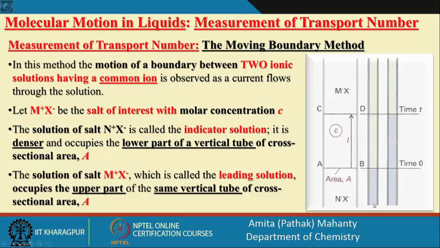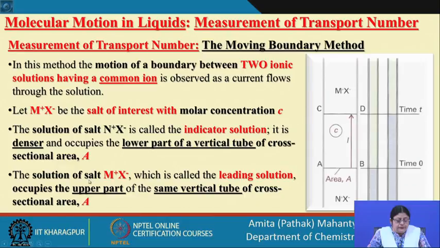So, the lower portion of the vertical tube with cross section area A will contain the NX, which is the indicator solution, and the indicator solution will have a higher density compared to that of the leading solution, which is MX. The M ion is the one of our interest, for which we are finding out the transport number. We are trying to find out T plus, which corresponds to the transport number of the M cation in the solution system.